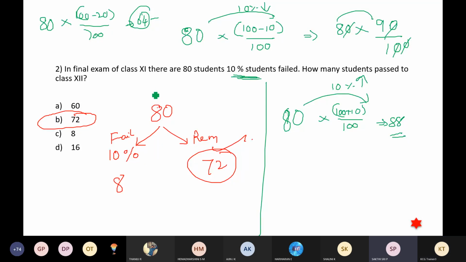Clear, everyone? I guess clear with this concept. If 10% increase, what am I supposed to do? 20% increase, what am I supposed to do? Clear? Done. Excellent, super then.